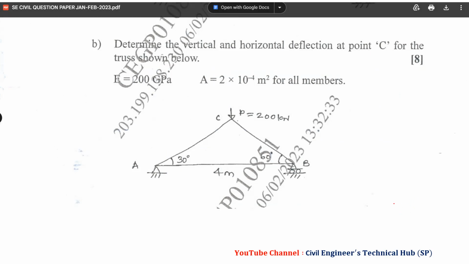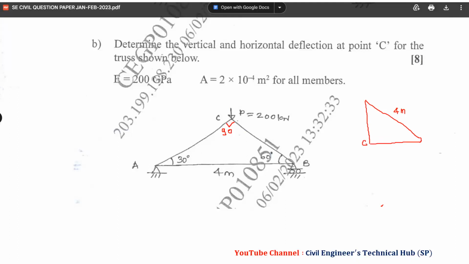Now first see the geometry of this. This is the most important one. This is 30, 60. We know the total is 180, so automatically this goes to 90. So now this becomes my hypotenuse. If I draw it in this fashion, this is the hypotenuse, and this is 4 meter.